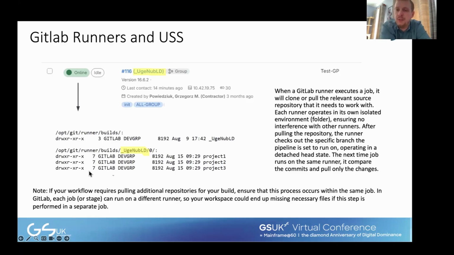Remember, this is Git, right? So after the pulling, if you would be doing this manually, you would pull the repository, and then you would check out a specific branch. And that is exactly what GitLab Runner does as well. After pulling the repository, the GitLab Runner checks out the specific branch the pipeline is supposed to be built with. And then the next time a job runs on the same runner, it will just compare the commits and pull only whatever has changed.